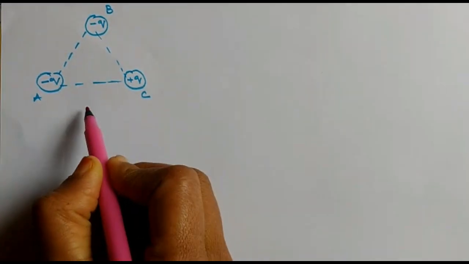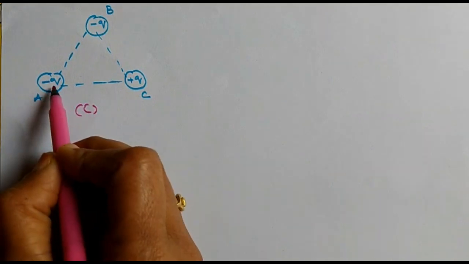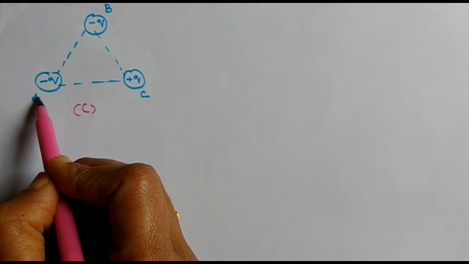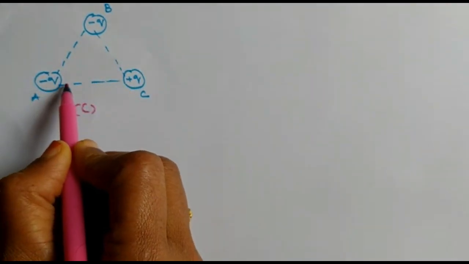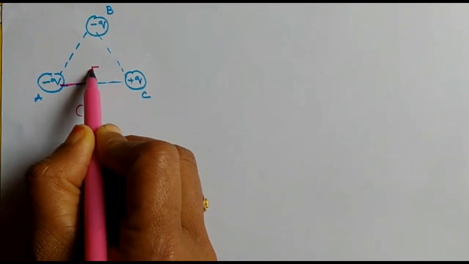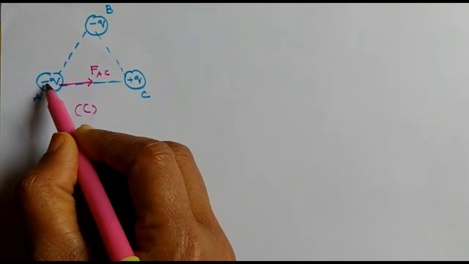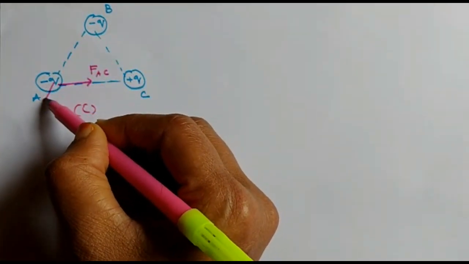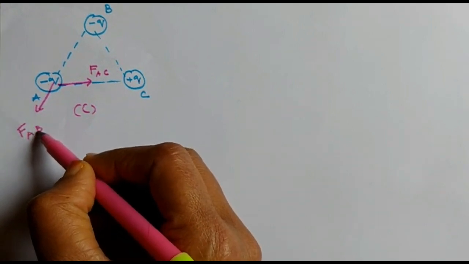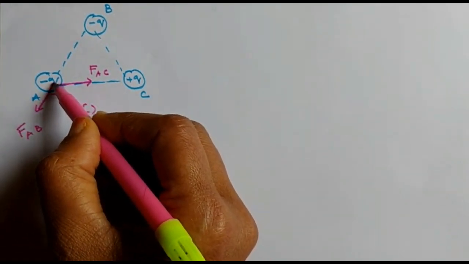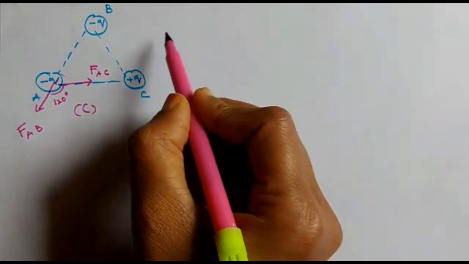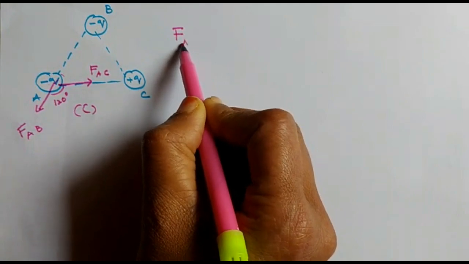Now the third case, where C is a negative charge and the other two are positive. Again we need to find the force on A. First identify the forces acting on A. A is attracted by C, so this is the direction of force on A due to C. Between negative and negative there is a force of repulsion, so this is the force on A due to B. Again we need to find the angle because it's an equilateral triangle. This is 60, so the angle would be 120 degrees. Proceed in the same way as we did in the previous question.